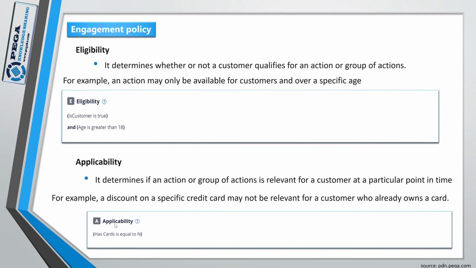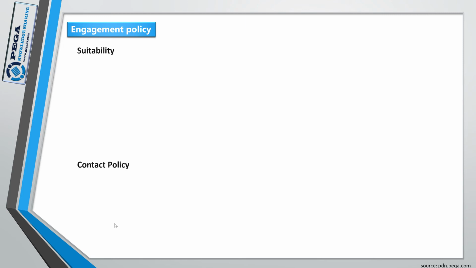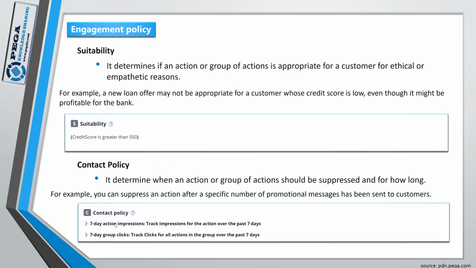Now coming to the applicability. It determines if an action or group of actions is relevant for a customer at a particular point in time. For example, a discount on a specific credit card may not be relevant for a customer who already owns a card. Suitability determines if an action or group of actions is appropriate for a customer for ethical or empathetic reasons. For example, a new loan offer may not be appropriate for a customer whose credit score is low, even though it might be profitable for the bank.